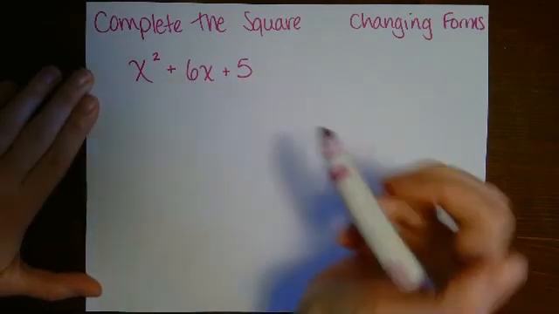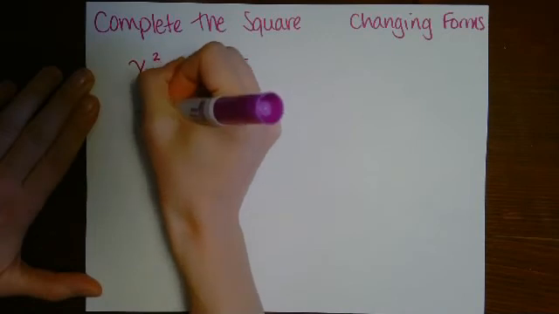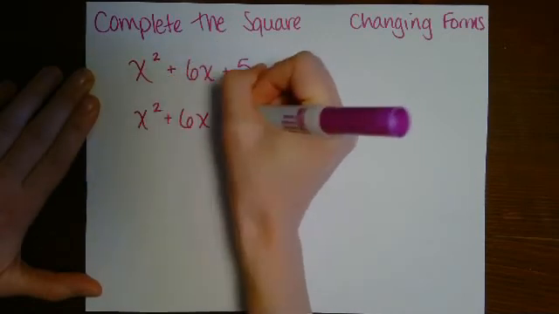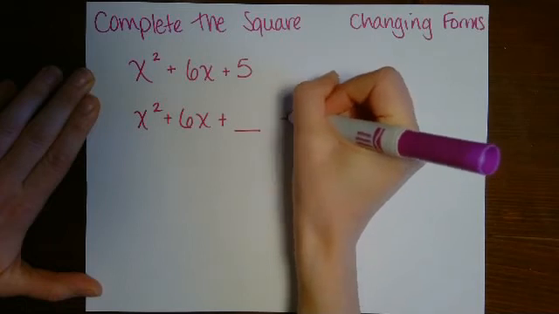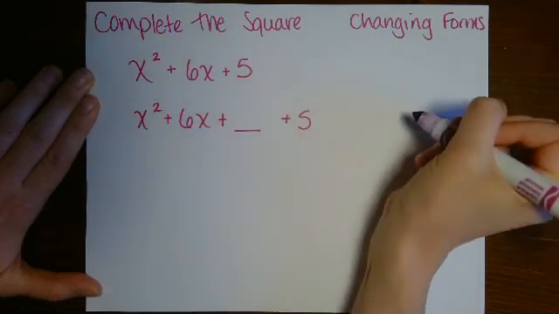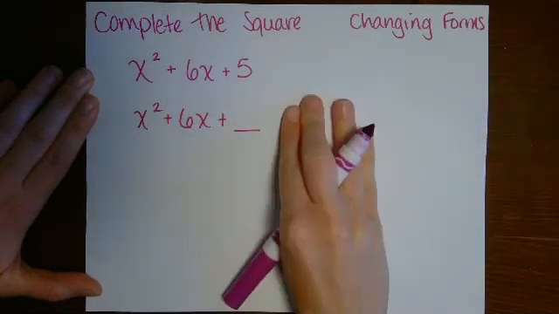So what we're going to do is write x squared plus 6x plus, and we're just going to leave ourselves a blank space, and we're just going to put that 5 out here. We don't really need the 5 right now. We're kind of ignoring it.